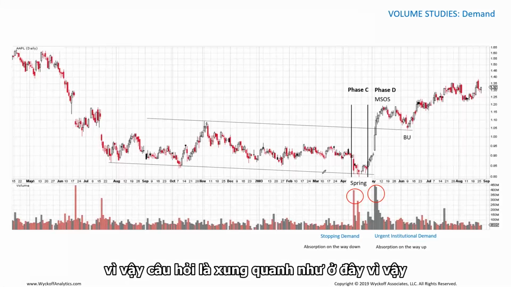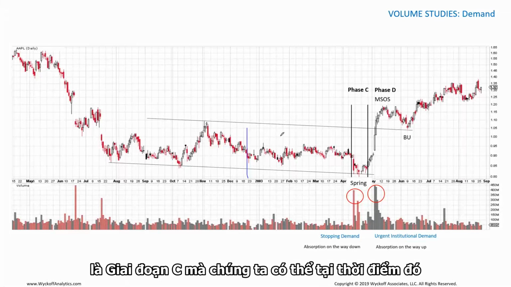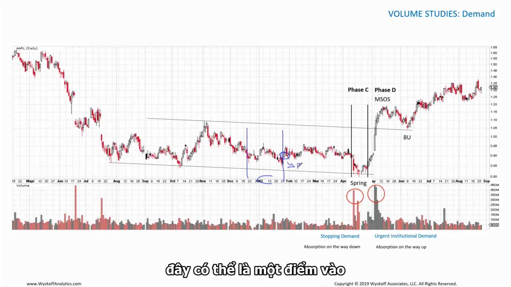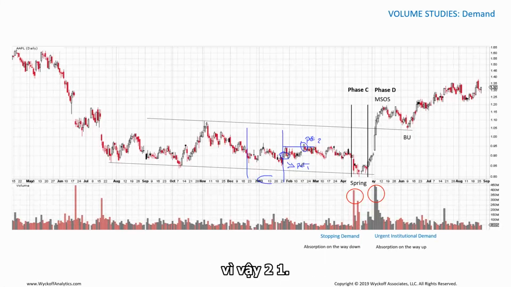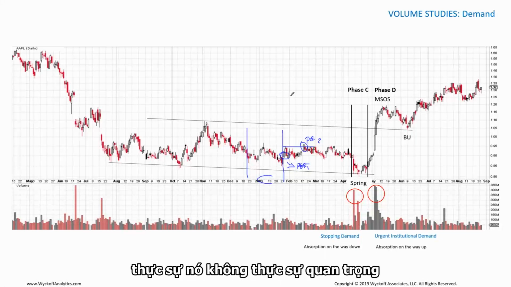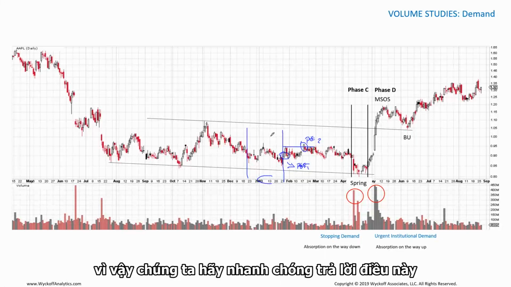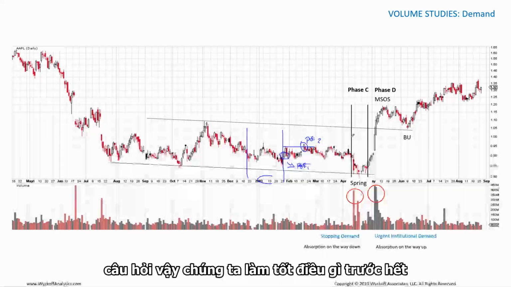So the question is around like here. So let's say that we're thinking that this is phase C, which we might at that point. This could be a point of entry. This could be a point of entry. So 2-1. So I'm kind of gonna do this in the way of, well, actually it doesn't really matter. So let's just quickly answer this question. So what do we do?